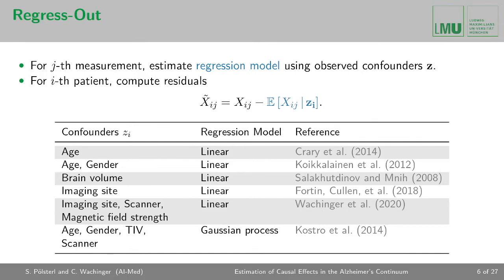Methods differ in terms of the confounders they correct for and the regression model. Mostly people correct for age and gender, but some works also account for imaging site and scanner. The work by Castro and colleagues uses a Gaussian process to compute residuals, the remaining works use linear regression.